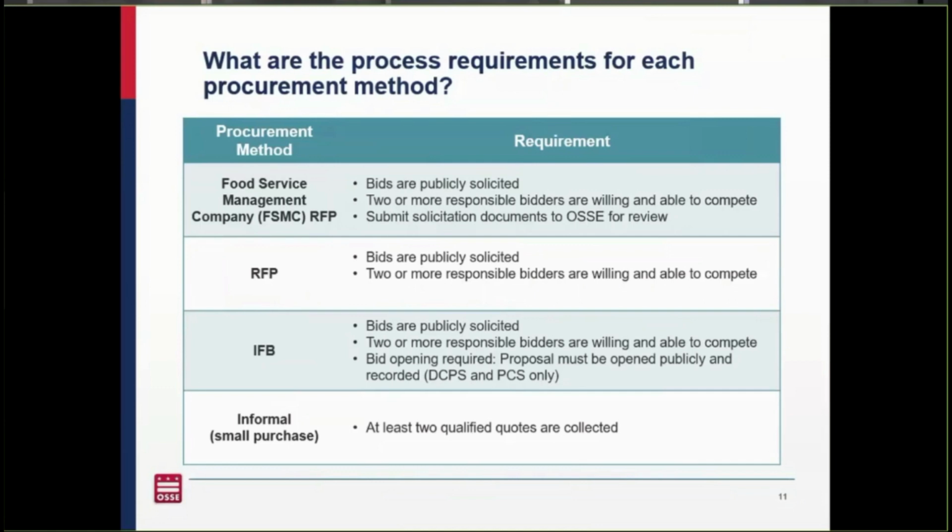There are a lot of similarities between our formal procurement methods. So the RFPs for an FSMC, or an RFP or an IFB for a vendor, are all going to be publicly solicited, right? We have to put them out. We have to alert the public that they are available. We always want to get 2 or more responsible bidders to compete. So we want to make sure that our solicitation is broad enough that we can get 2 or more responsible bidders to compete and doesn't narrow the scope too much.